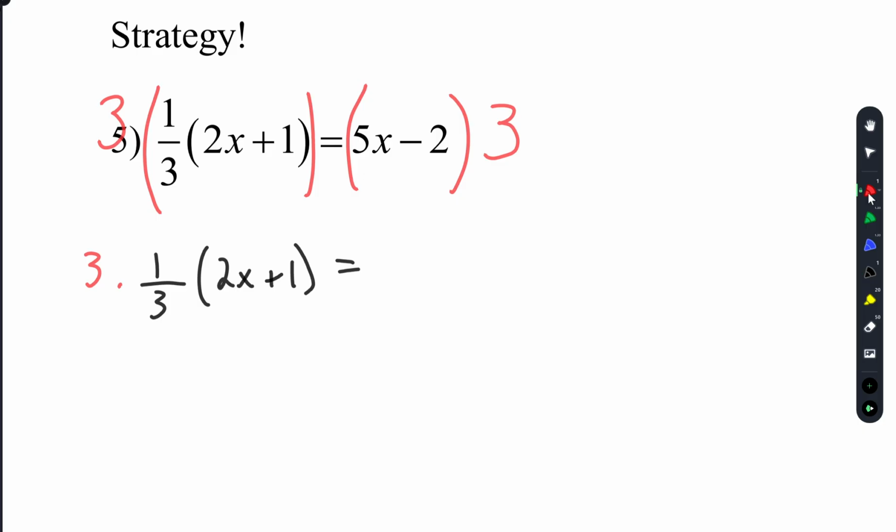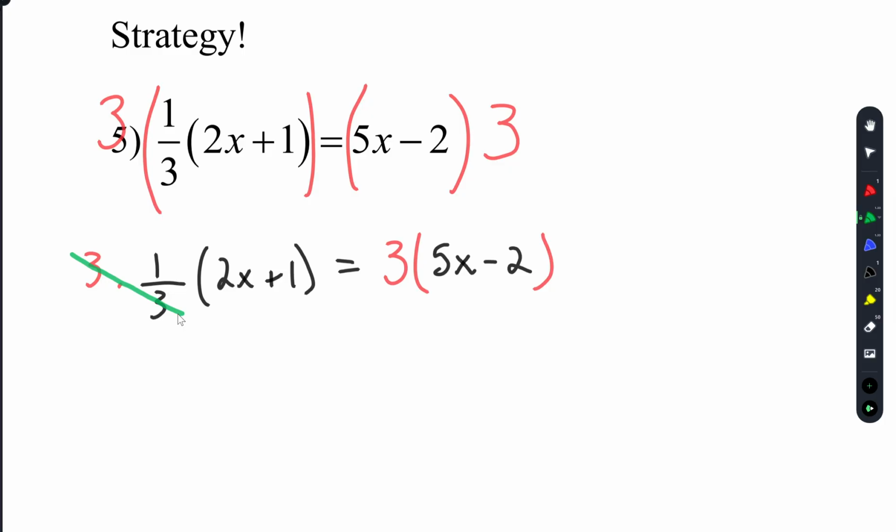And I don't like the 3 on the right side. That's just me being a little crazy, but it looks weird when it's on the right, doesn't it? I think it does. It definitely does. Okay, so this is where the magic is. Why are you doing the 3? Well, I've got to keep it legal. So whatever I do on this side, I've got to do to this side. And look at this. What's 3 times 1/3?